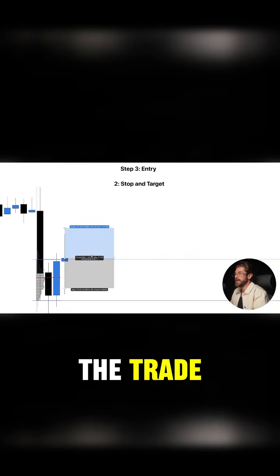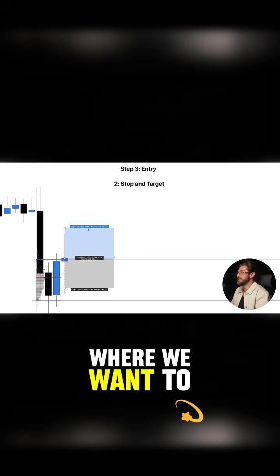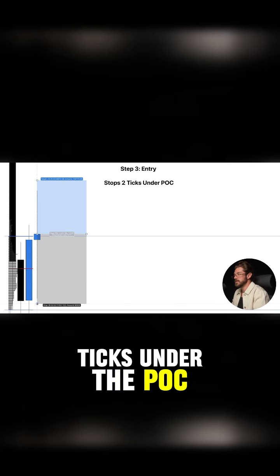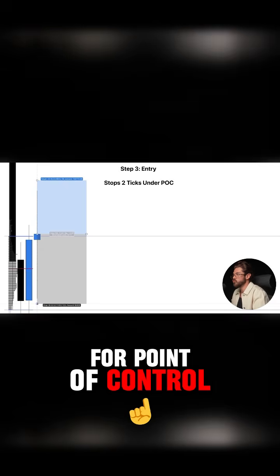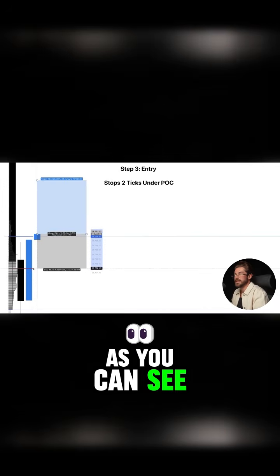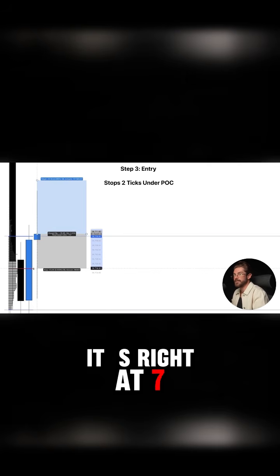Now, rule number 2 is how we find our stop loss, meaning where we accept that we were wrong on the trade, and our target, meaning where we want to take profit. Now, first, for our stop loss, which is our invalidation point, we want to drag this right up to 2 ticks under the POC. Now, the POC stands for point of control, and it's this middle level you see here on this chart. As you can see, it's right at 756.